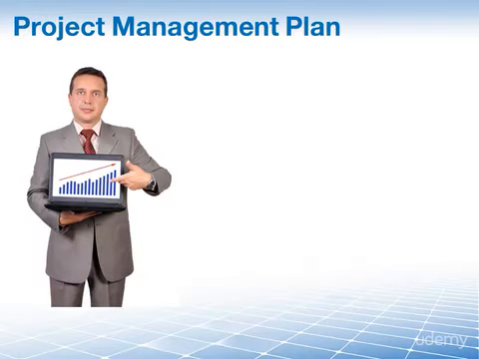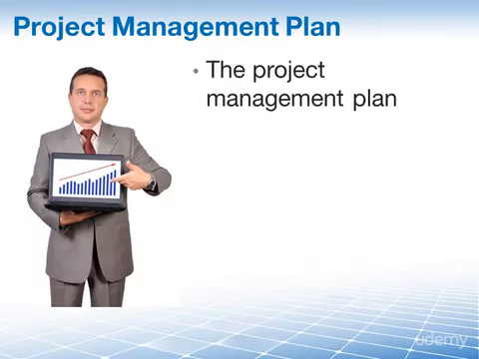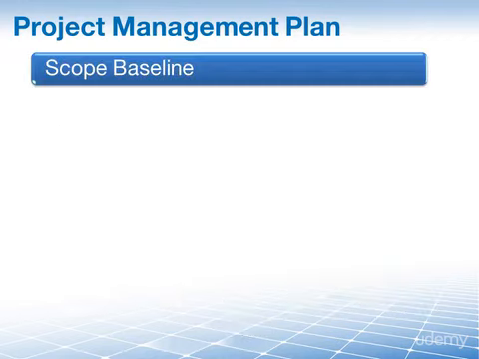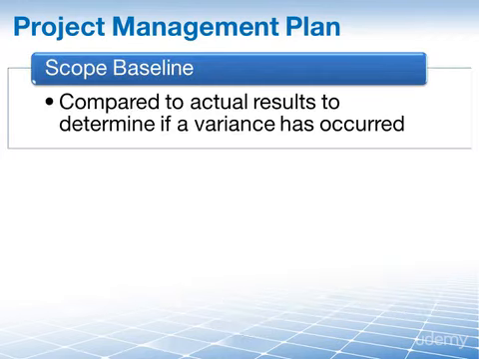So our first input is the project management plan. But remember, the project management plan is not just a single document. It consists of many subsidiary plans and other types of documents. And the ones that we are really interested in here in controlling scope are the scope baseline, the scope management plan, the change management plan, the configuration management plan, and the requirements management plan. We use the scope baseline to compare it to actual results to determine variances and see if there are corrective or preventive actions that we need to take.